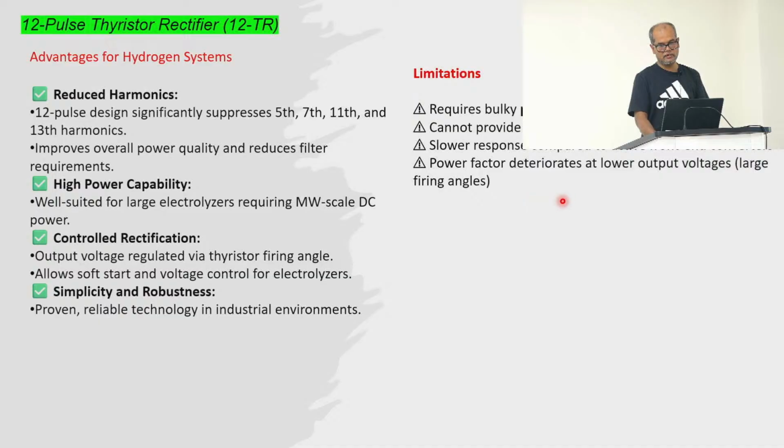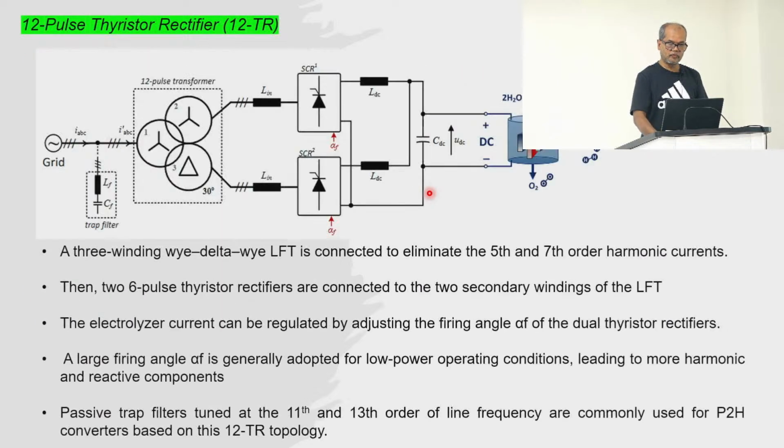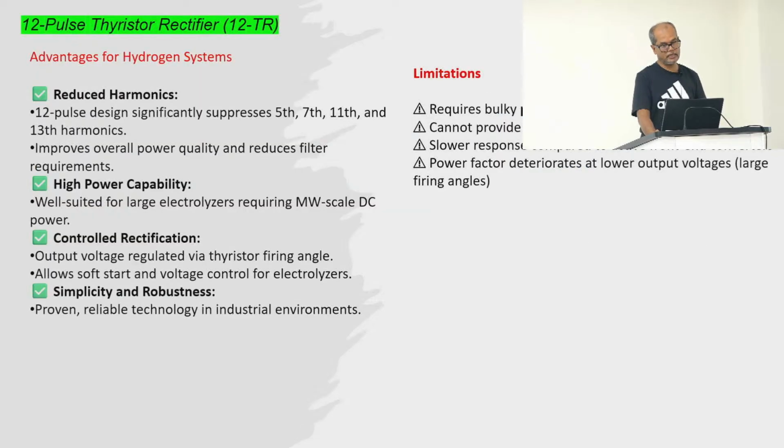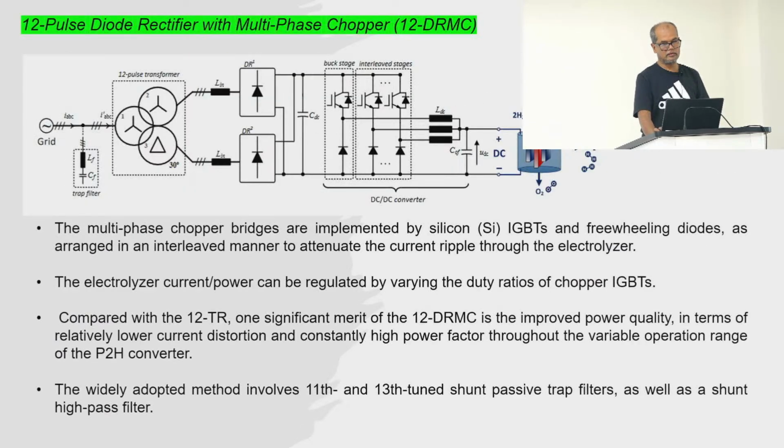And power factor also goes low when you have lower output voltage and larger firing angle. If you remember the sine wave, when you have a lower firing angle you get higher voltage, but with a higher firing angle you get lower voltage, because of the relation of cosine of alpha. So that's the first configuration.